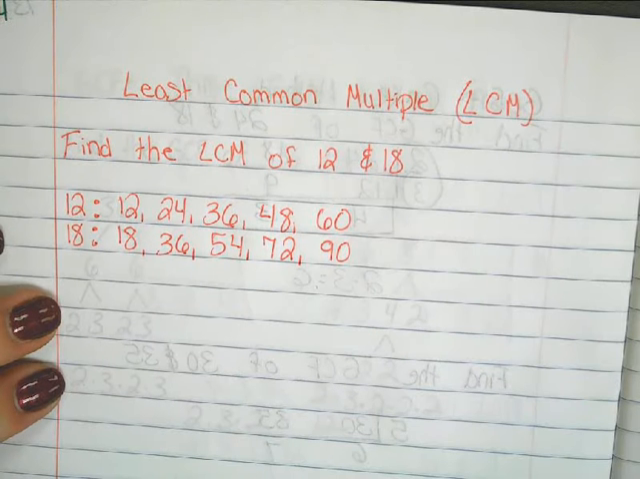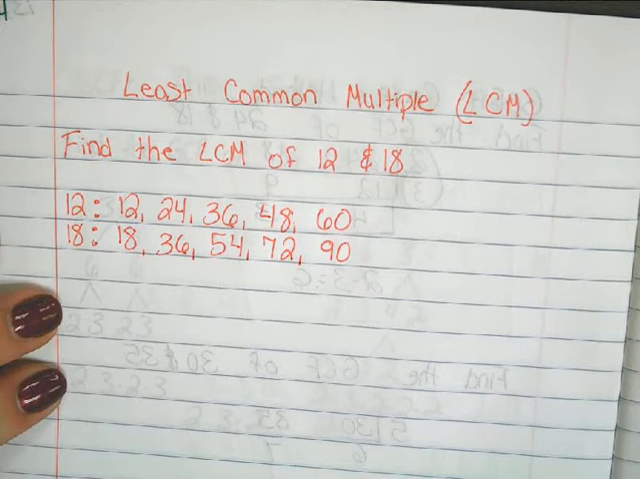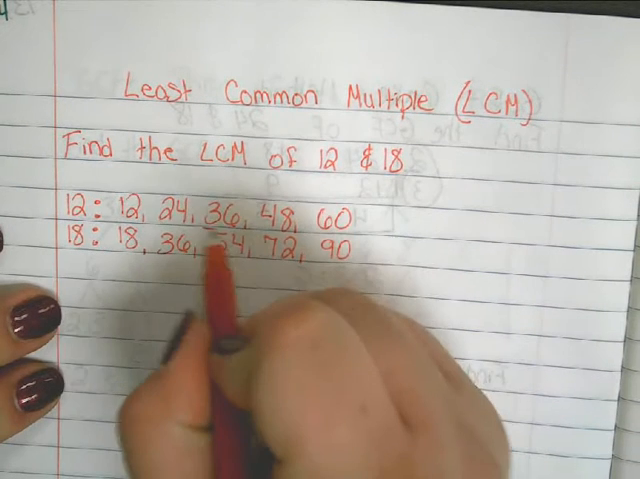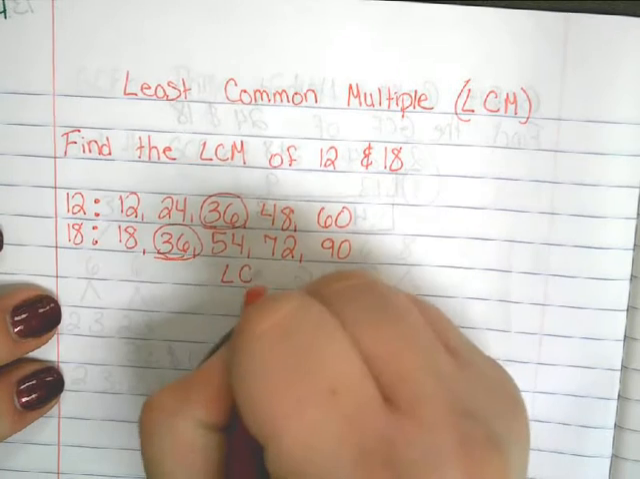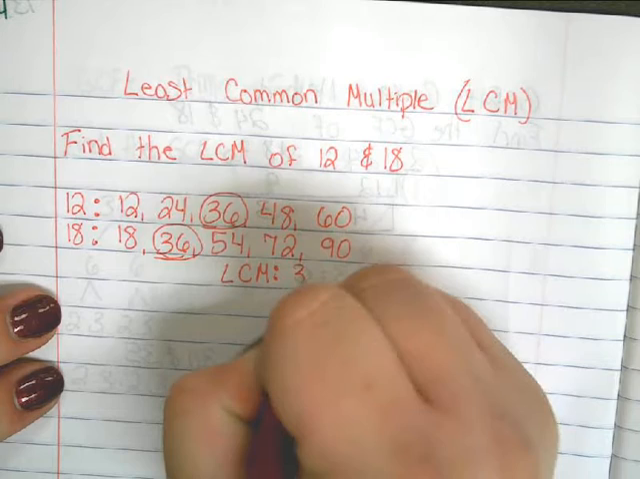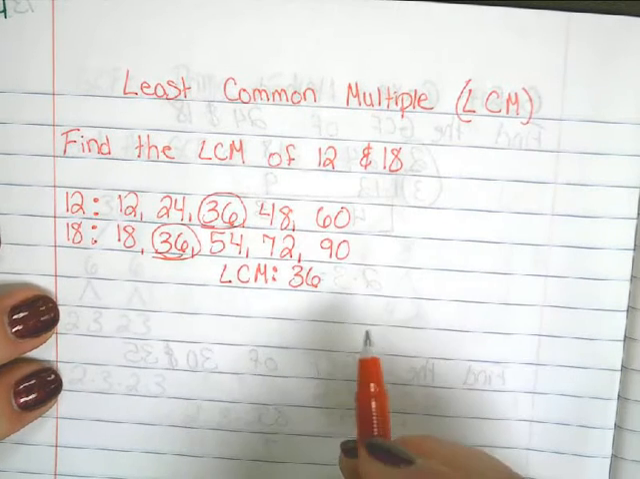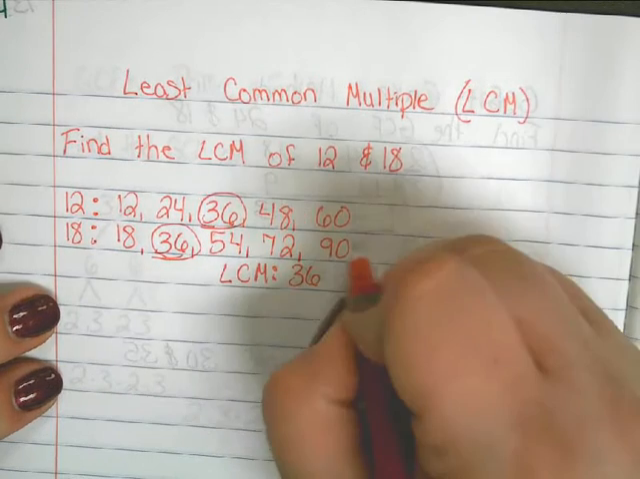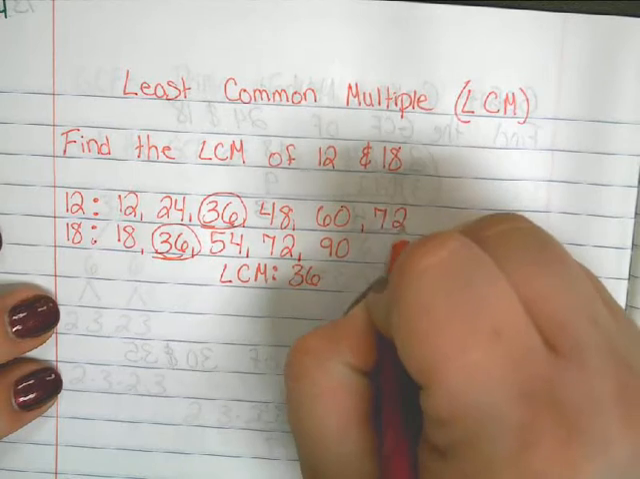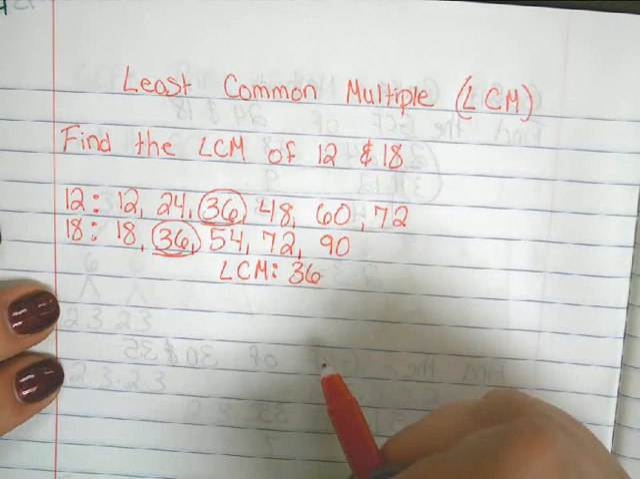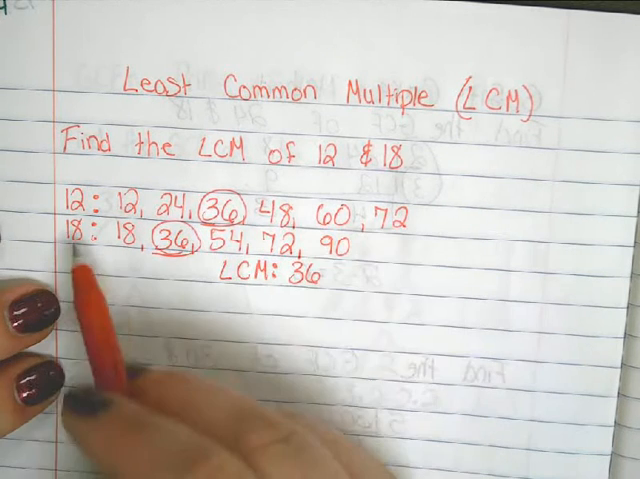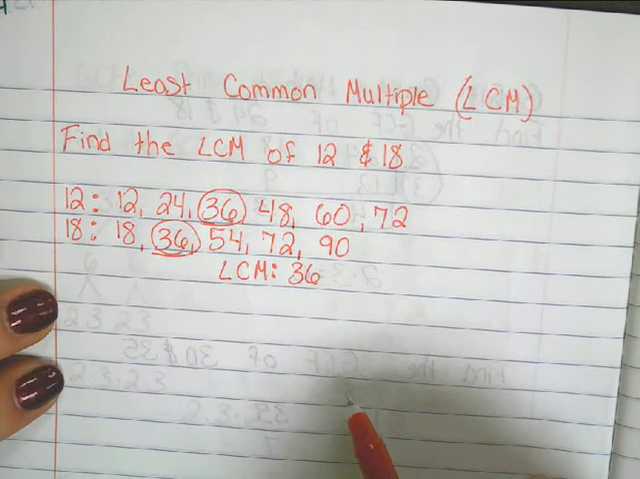So if I'm finding the least common multiple, remember common means falls in both. So if I look, I have a 36 in both. So my LCM is 36. If I kept going, I would notice that on my 12s I'd have a 72. That still can't be my LCM because it's not the least. So here's method 1, counting by that number.